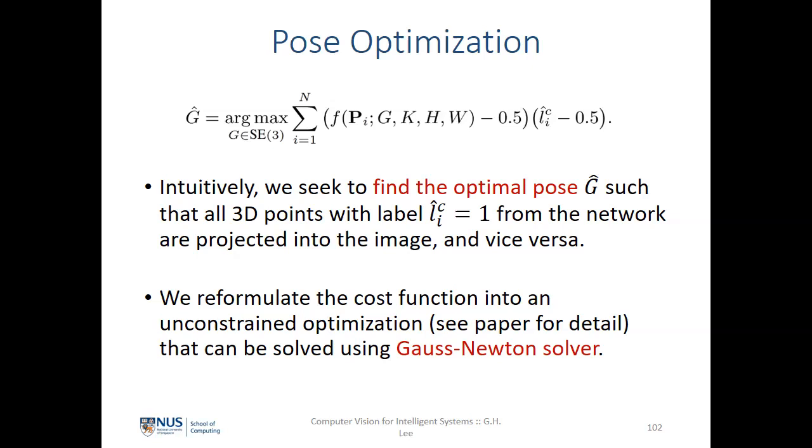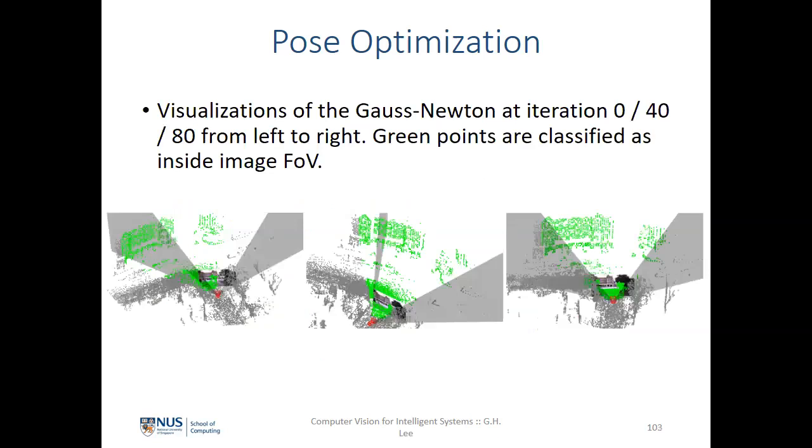We turn this into an unconstrained optimization, but the derivation is kind of complicated, so I omitted all the details. If you are interested, look at the paper. You should be able to understand it by now, I hope. You can easily use a Gauss-Newton solver to do it. This is just an idea. You can see the labeled points in green, so the network can predict them pretty well.